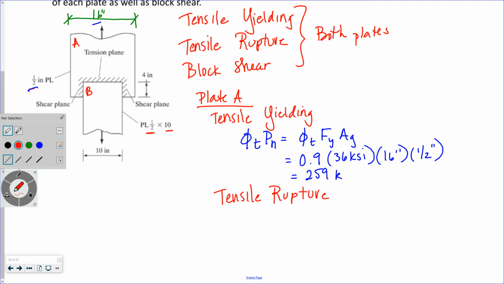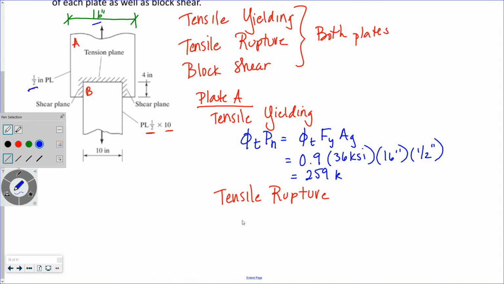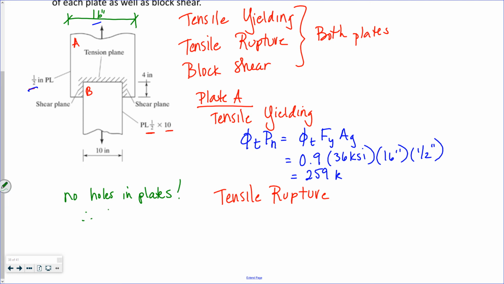Tensile rupture happens on a net area. Cross-sectional areas are reduced when you punch holes in them for bolts, and maybe other reasons. But none of those exist in this configuration. So my net area, I'll say this, no holes in plates. Therefore, my net area is equal to my gross area.